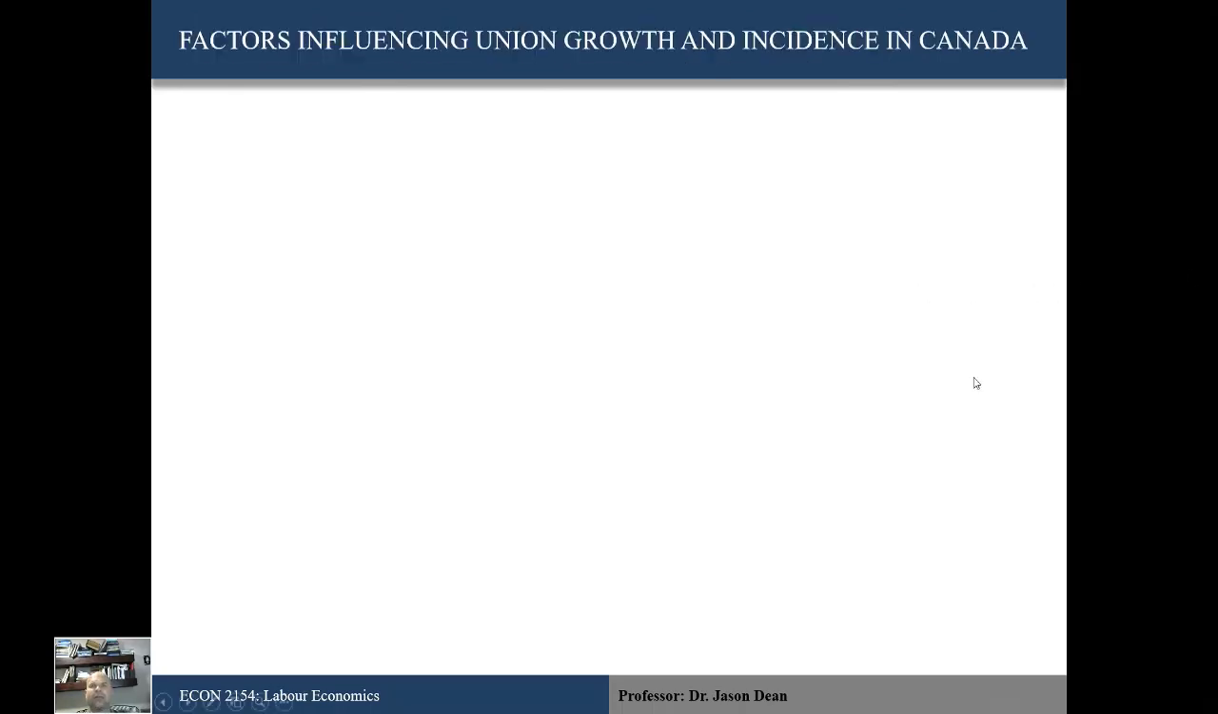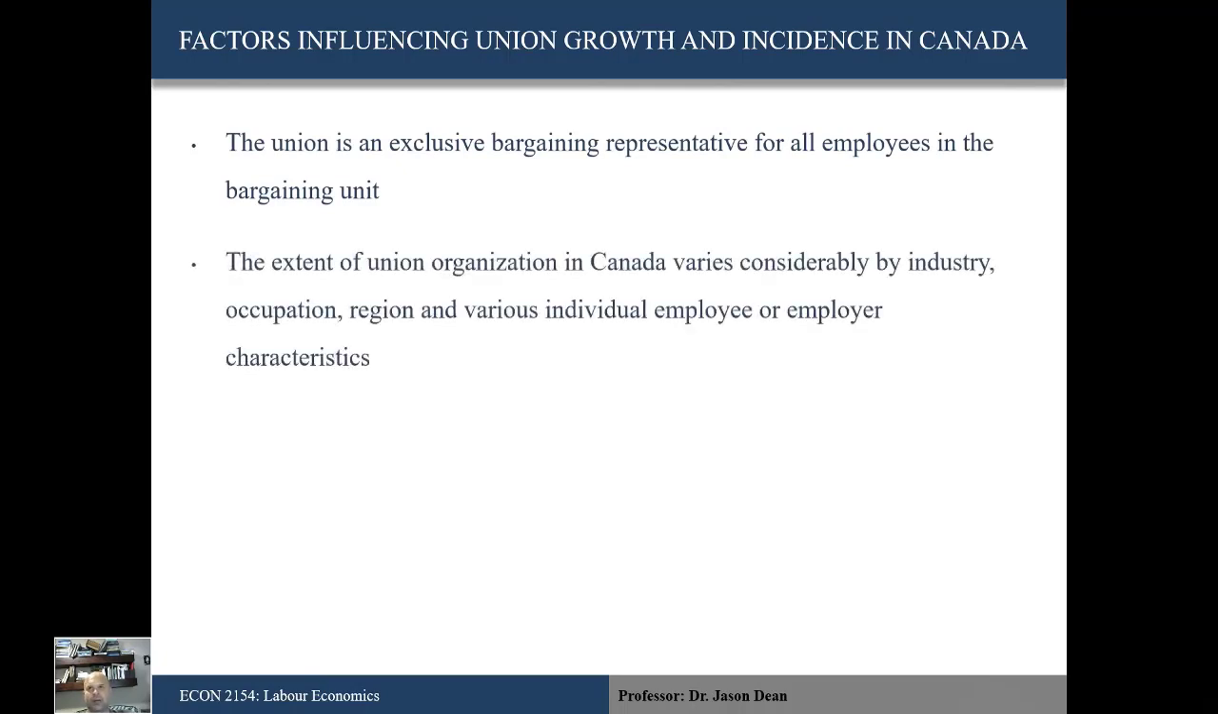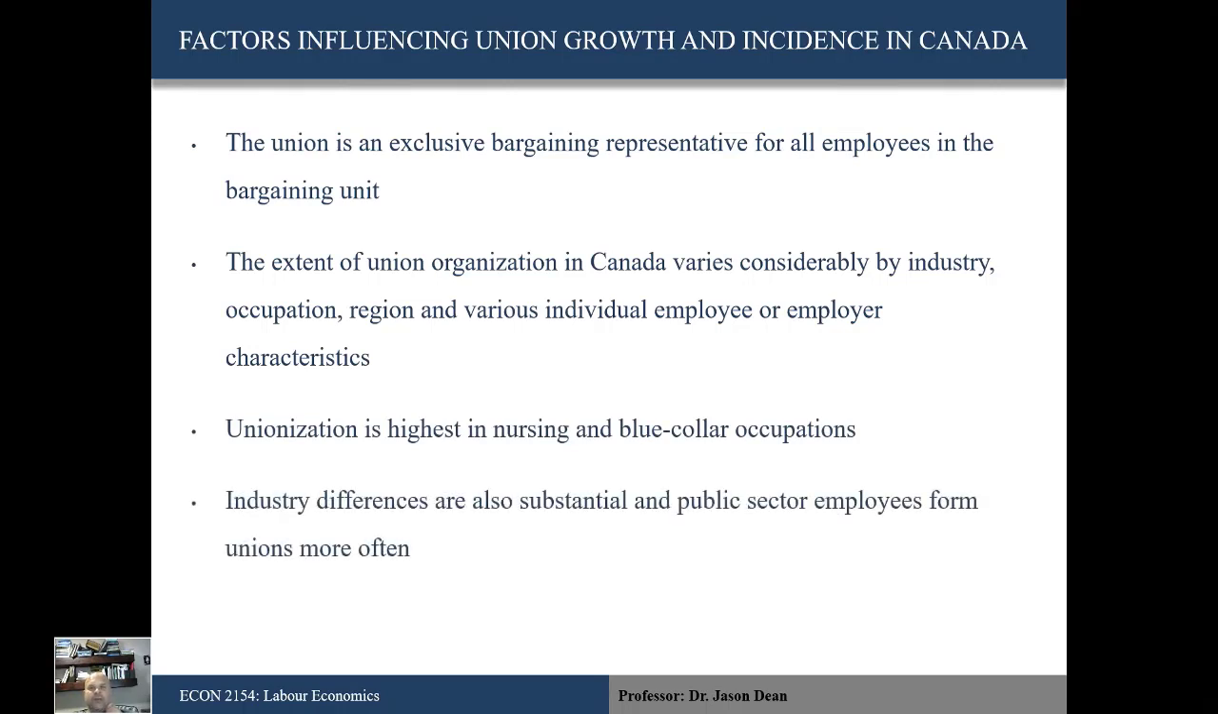So here are some of the key takeaways from the prior section. First of all, we know that a union is an exclusive bargaining representative for all employees in the bargaining unit, and the extent of union organization in Canada varies considerably by industry, occupation, region, and individual employer or employee characteristics. Unionization is highest in nursing and blue-collar occupations, and industry differences are also substantial. For example, we saw that the unionization or density rate in the public sector is much larger than in the private sector, and full-time workers and workers above 40 are much more likely to be unionized.